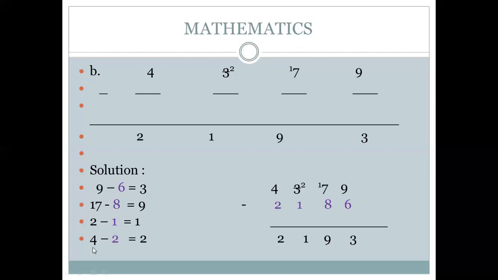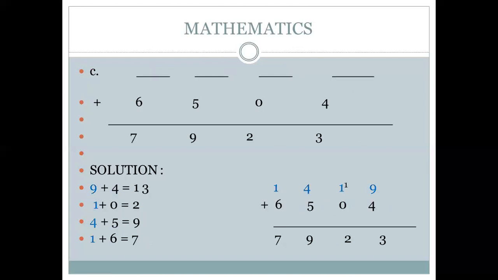The last number is 4 and in the answer 2 is given. Then again it is very simple. You subtract 2 from 4 and you get your missing number. 4 minus 2 is equal to 2. It means that our second number was 2186, and you can easily check it. Your answer will be 2193. Is it clear to you? Yes.